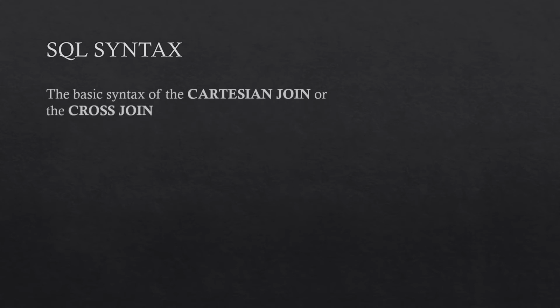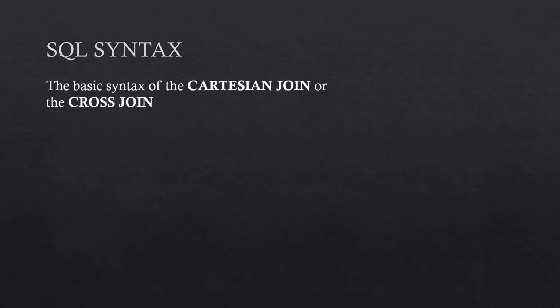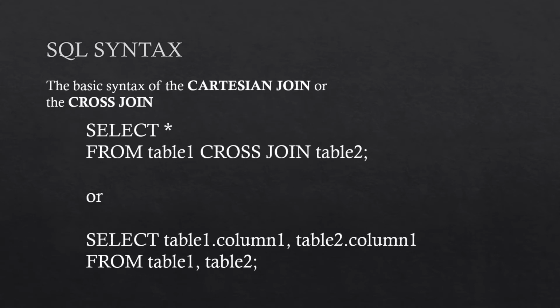The basic syntax of the Cartesian join or the cross join is as follows. Select asterisk from table 1 cross join table 2. It means that we are to select all the columns from each of the two tables for a cross join. Or we can also choose to select particular columns from each of the two tables. For example, select table1.column1, table2.column1, and so on.